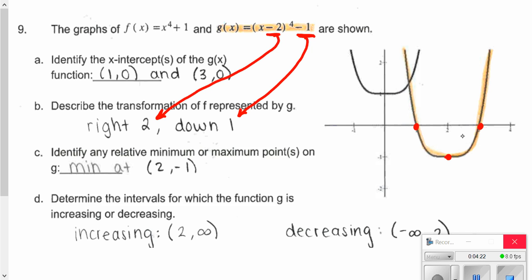And then you're supposed to look for downhill and uphill. Okay, so this part is going down, and this part is going up. And you want to write those in terms of your x's. So 2 to infinity, and this is negative infinity to 2.